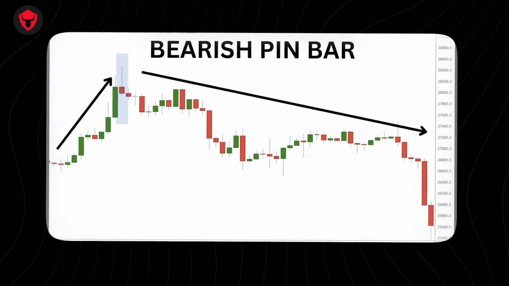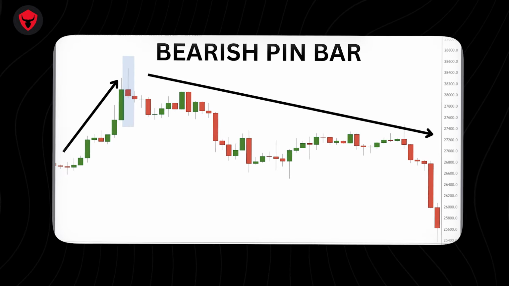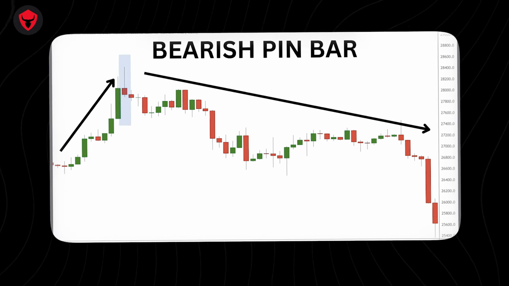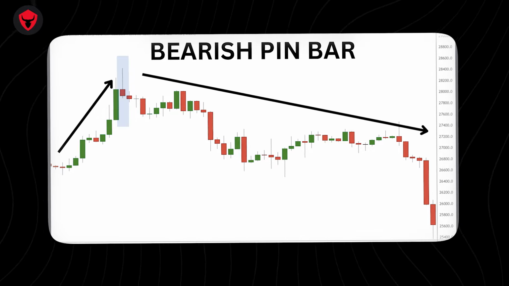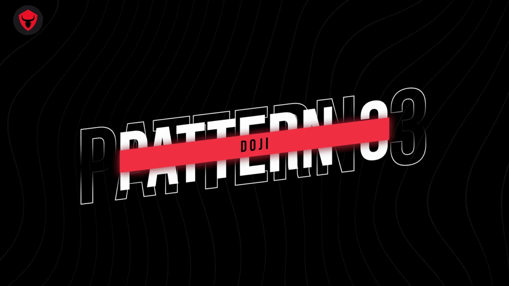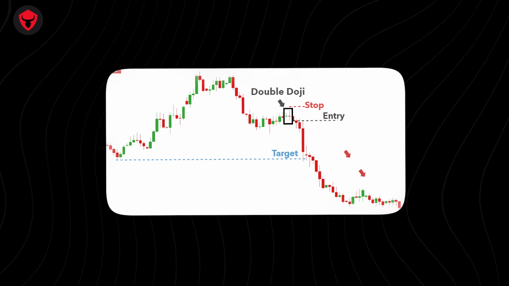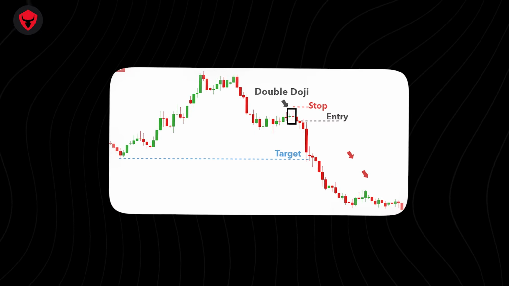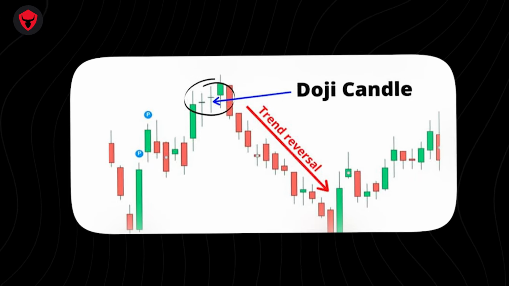If we find another confluence at this point, we can enter a sell trade below the low of the pin bar and set our stop loss right above the pin bar. Pattern 3. Doji. The doji pattern is perhaps the only candlestick pattern that does not have a directional bias. However, knowing this pattern is critical.